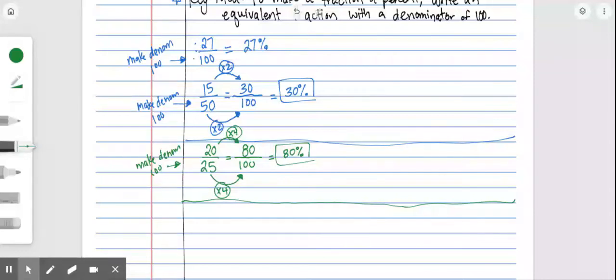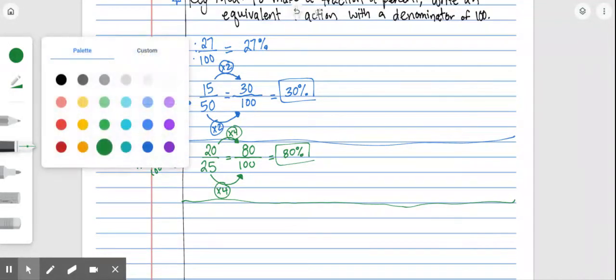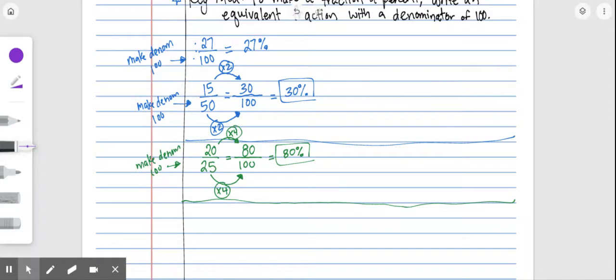Okay, so we've done a few examples. Let's try, what if we had a fraction like 1 out of 10? Again, I want to make the denominator 100. I have to get the denominator to be 100 because remember, a percent is out of 100. So I'm going to set this equal to an equivalent fraction with a denominator of 100.